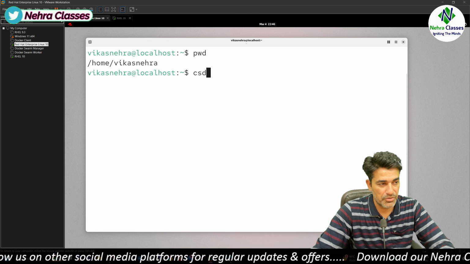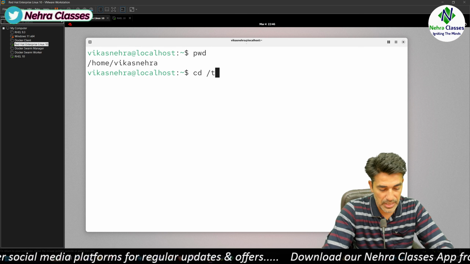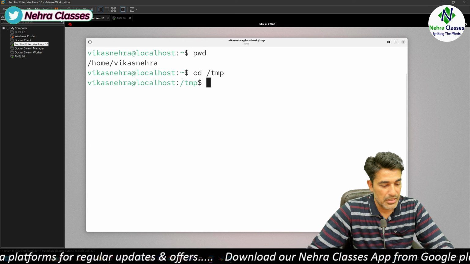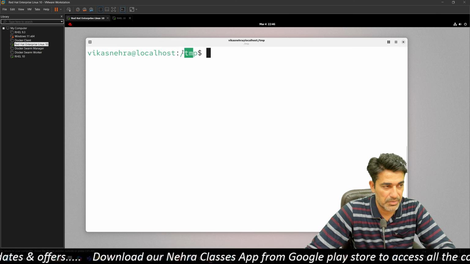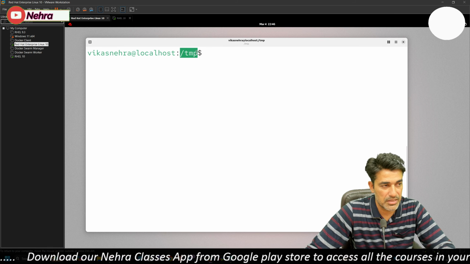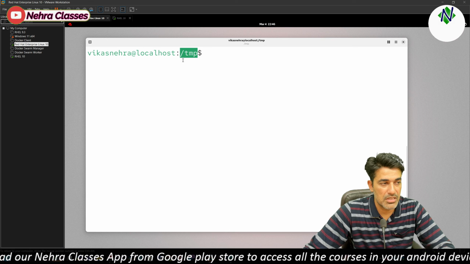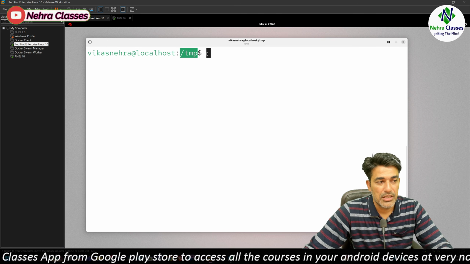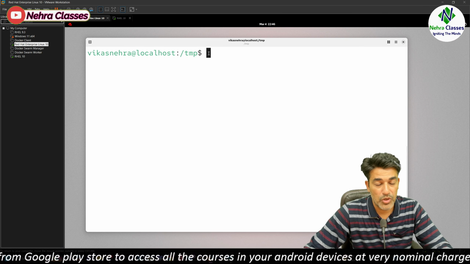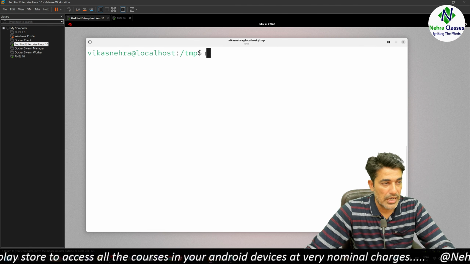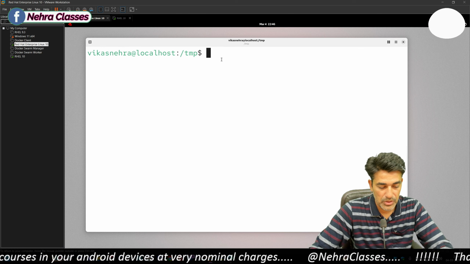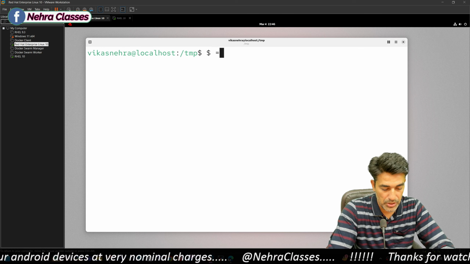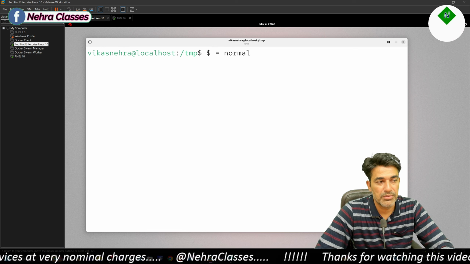Let us suppose if we move to some other location like TMP directory, you can see now /tmp is mentioned there instead of this tilde sign. So this is representing the present working directory where you are currently working. And this $ sign represents the normal user account. $ sign means the user is a normal user.